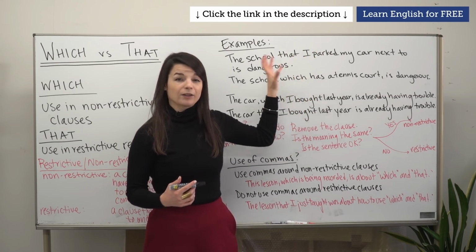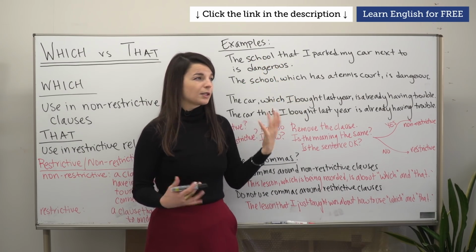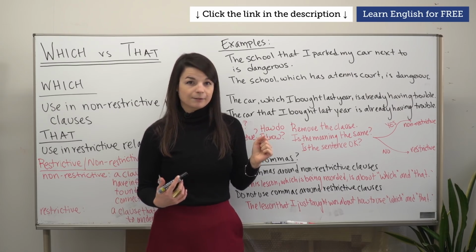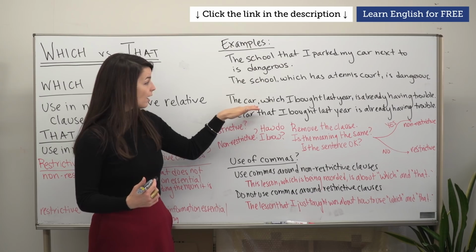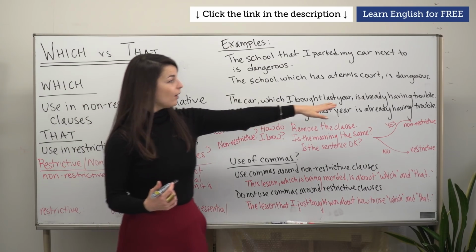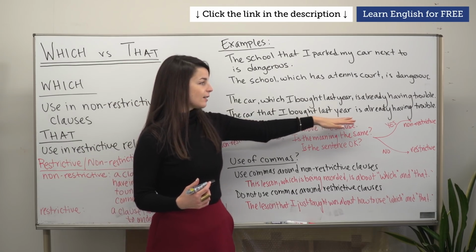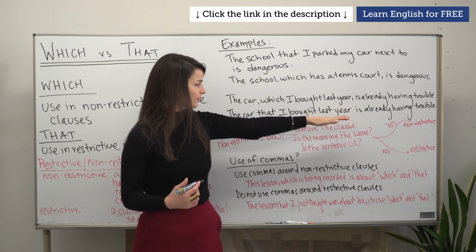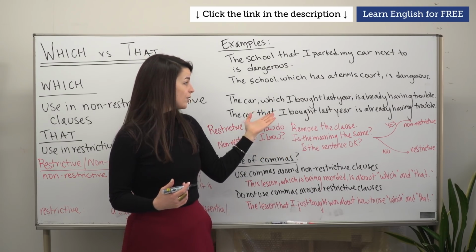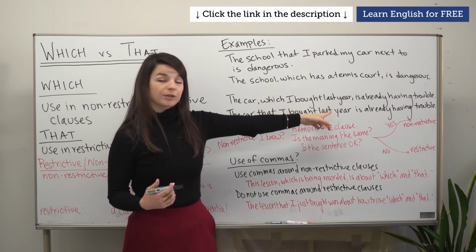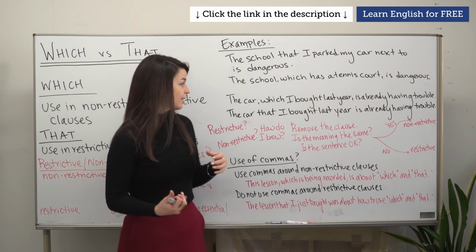As I said, this is a rather extreme example, so let's take a look at something that's a little bit more complex. Okay, let's look at the next two sentences. First, the car, which I bought last year, is already having trouble. And the car that I bought last year is already having trouble. These are very similar sounding sentences. However, our choice of which or that, as well as the commas, which I'll talk about later, have changed the meaning. So there are a couple key differences here.